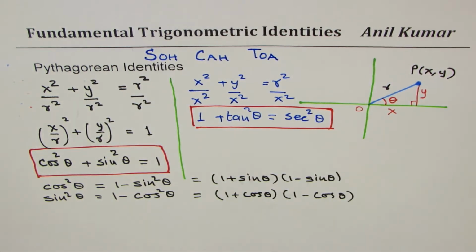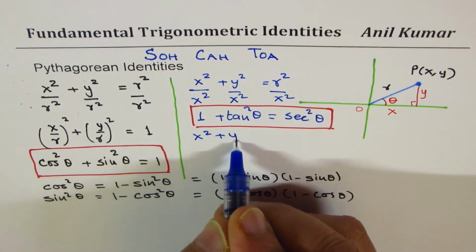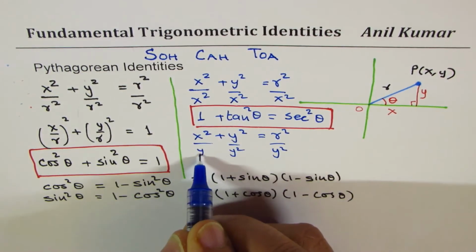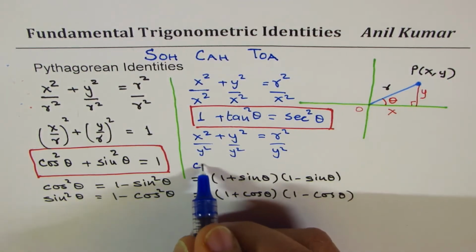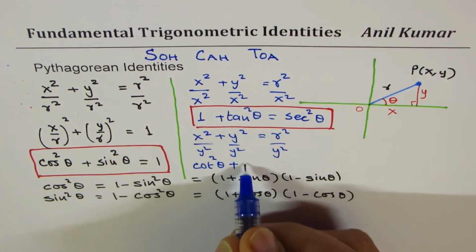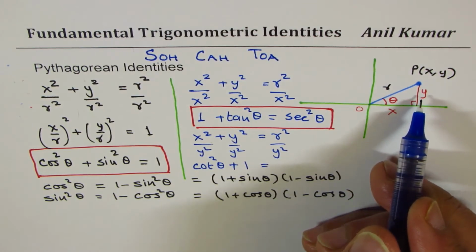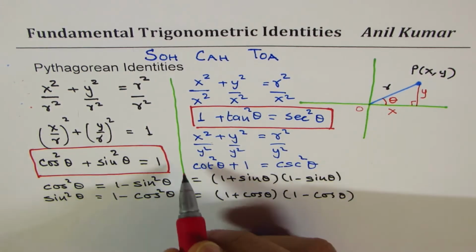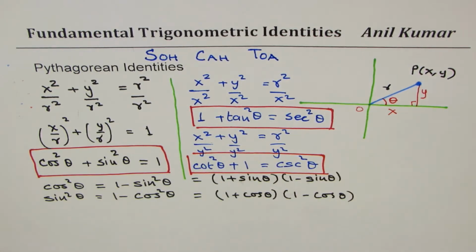And the third one you can get by dividing x square plus y square equals to r square by y square. What do you get this time? X over y is cotangent, right? So it is cot square theta plus y over y is 1, and r over y is reciprocal of sine, which is cosecant square theta, right? So that becomes the third Pythagorean identity. Is that correct? So these are the three Pythagorean identities which we are going to use many times.